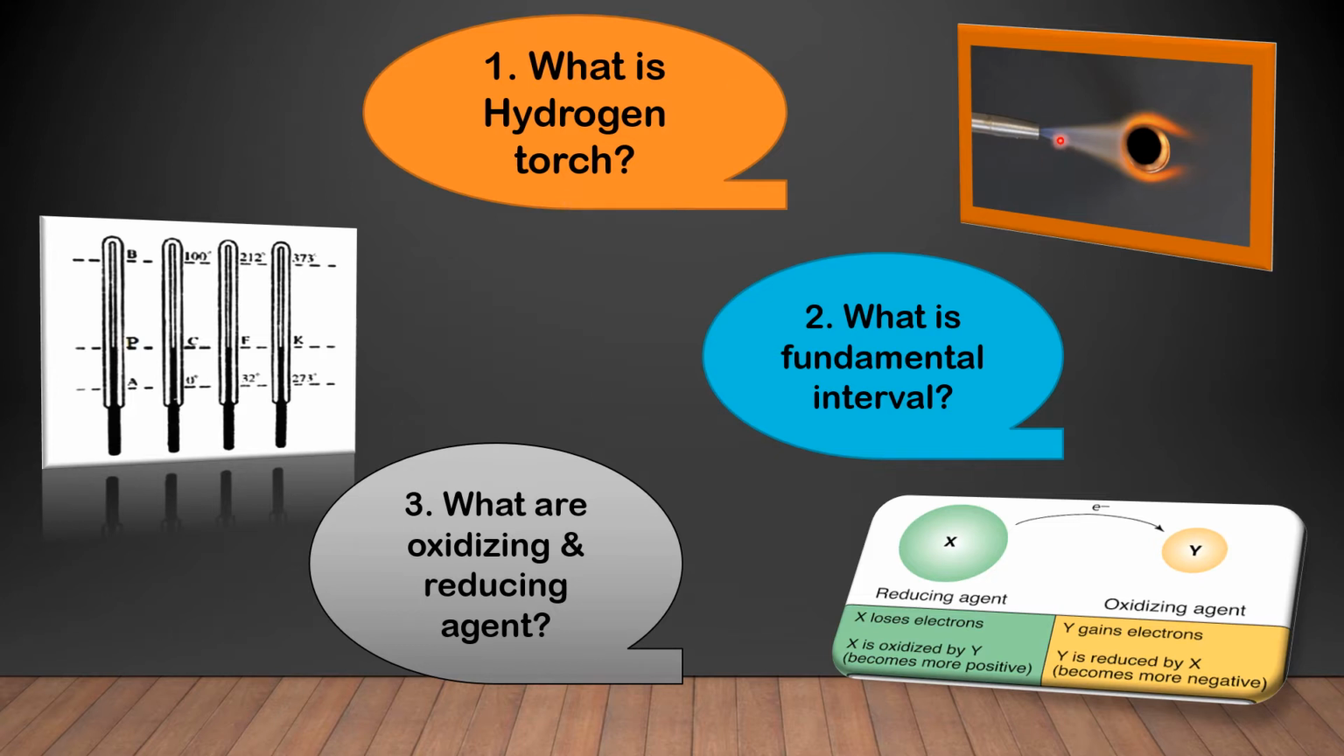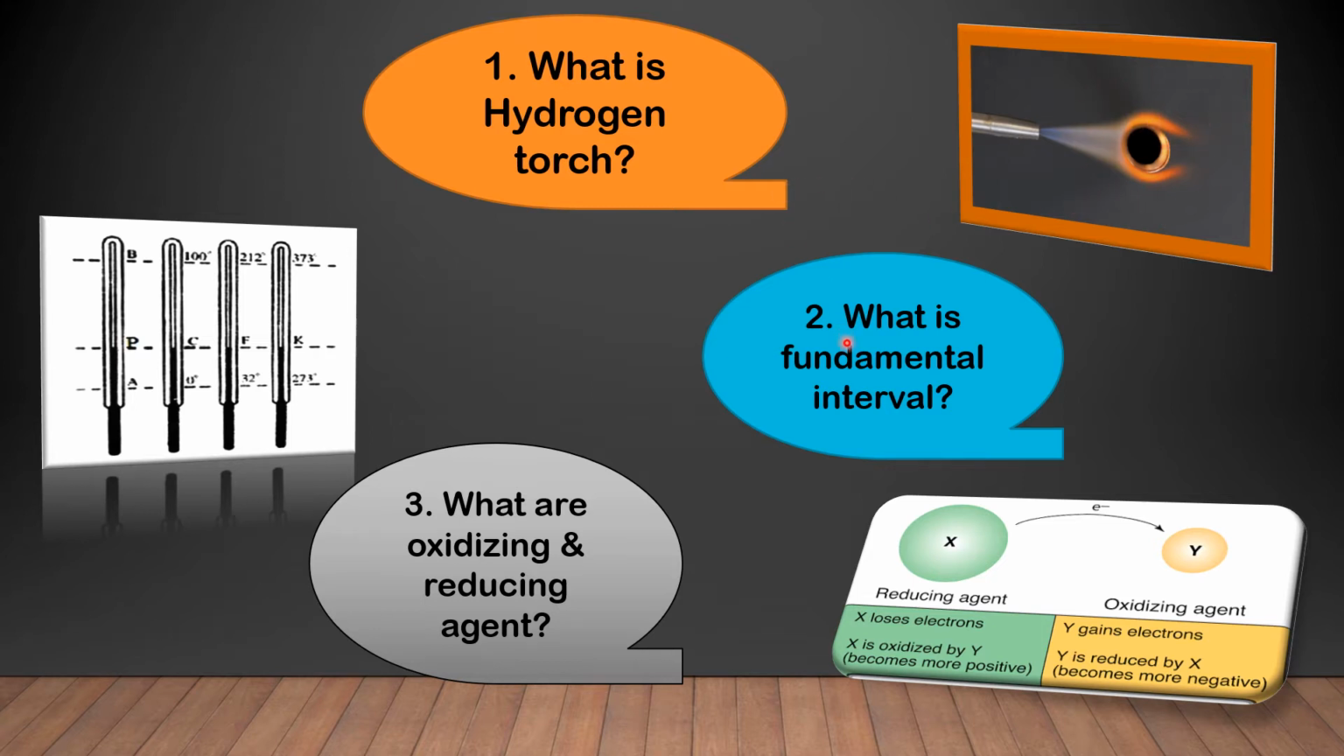Now see this diagram. This is a hydrogen torch. I don't think you have seen it before. So see this properly. This is a hydrogen torch where 4000 to 5000 degrees Celsius temperature can be produced.